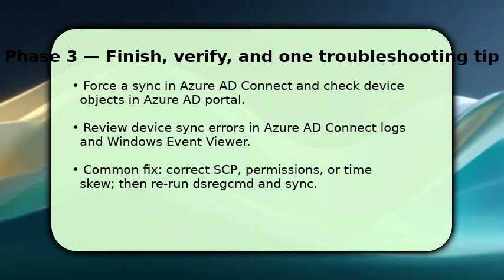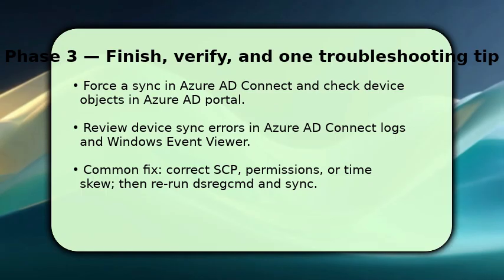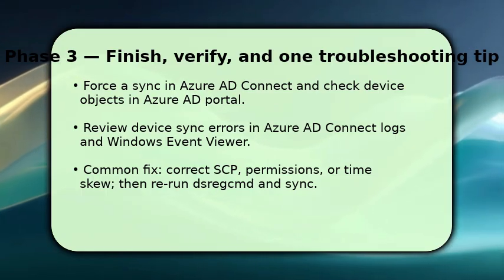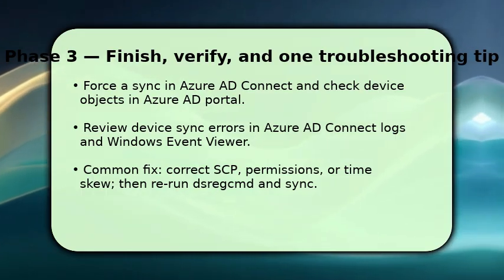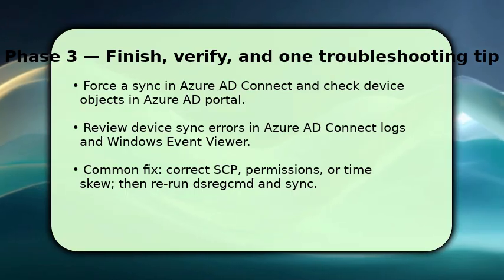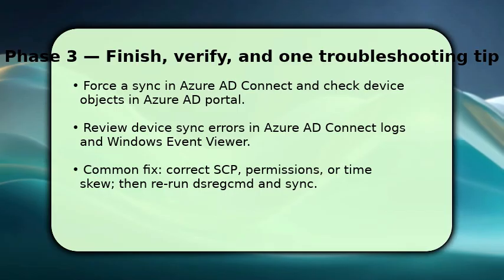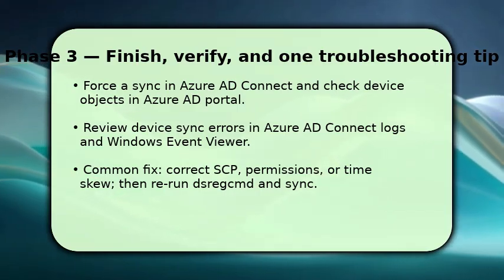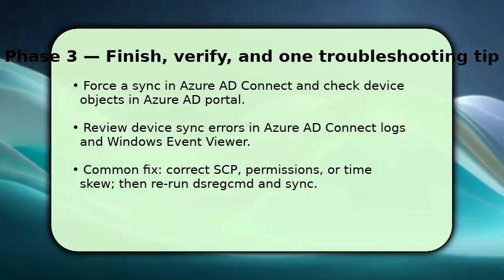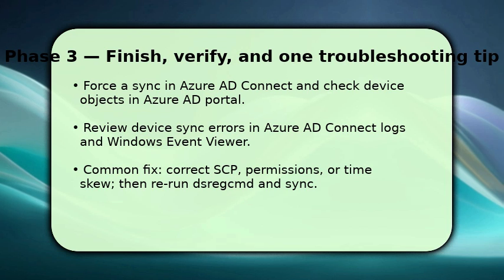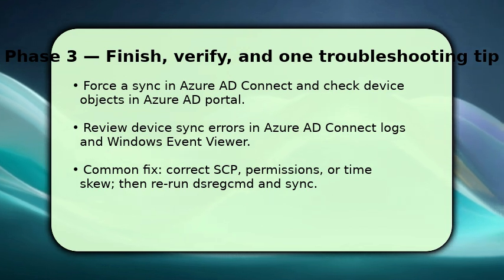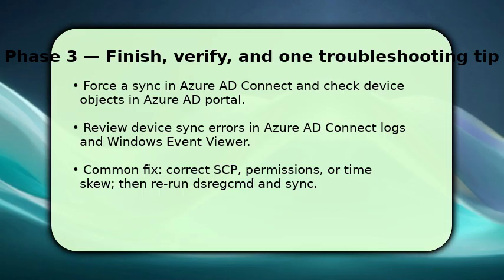Once devices show as registered, confirm conditional access and MDM policies apply as intended. If something goes wrong, start troubleshooting methodically. Check Azure AD Connect logs, Windows Event Viewer on the client, and run dsregcmd /status again. The most common fixes are SCP misconfiguration, insufficient permissions, or time skew.